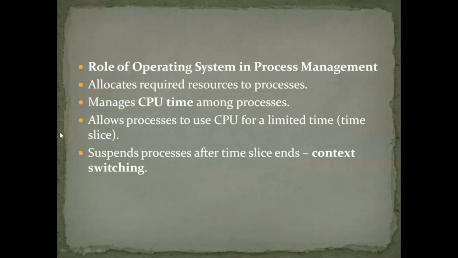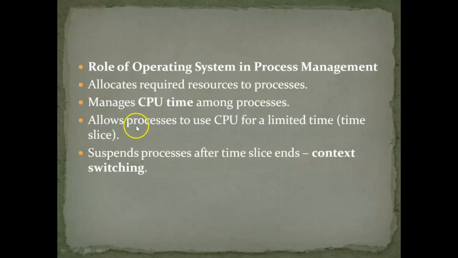When it comes to the role of the operating system in process management, as I told you earlier, the operating system has many functions. We are covering two: process management and memory management. Now we are learning process management. In process management, the operating system allocates the required resources to your process. If a process needs printing, you need a printer and some other things. Whatever requirements there are will be allocated in the process management role of the operating system.